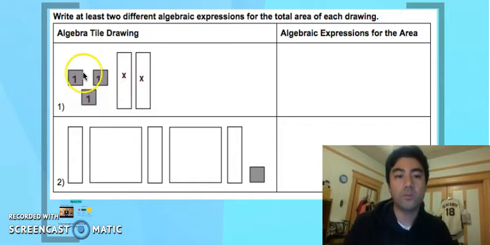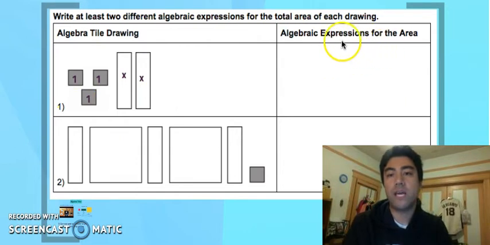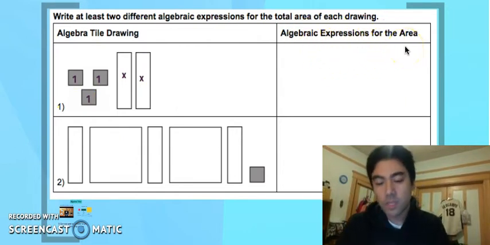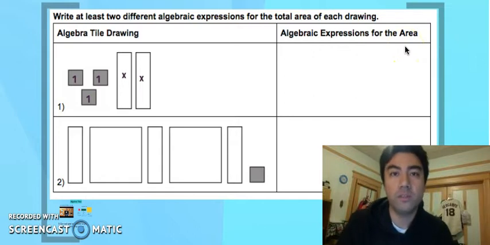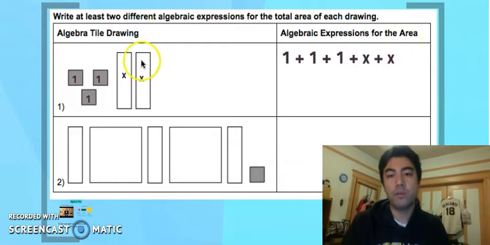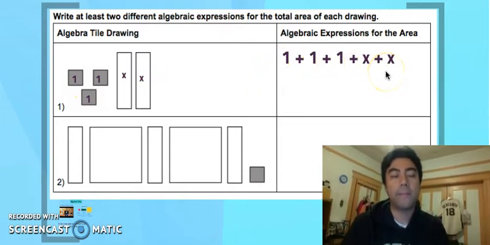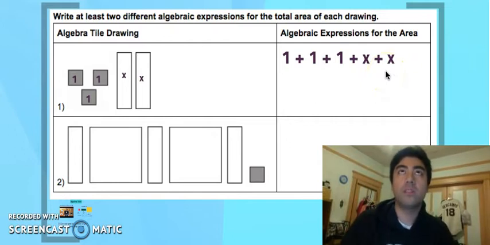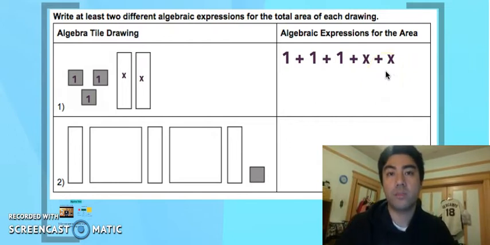And now, since we're trying to find the area for all of these together, how do we write this as an algebraic expression for the area? There are many ways to do this. So for example, one way to do it is just to say 1 plus 1 plus 1 plus x, okay? Or there's another simpler expression that we can write, okay?